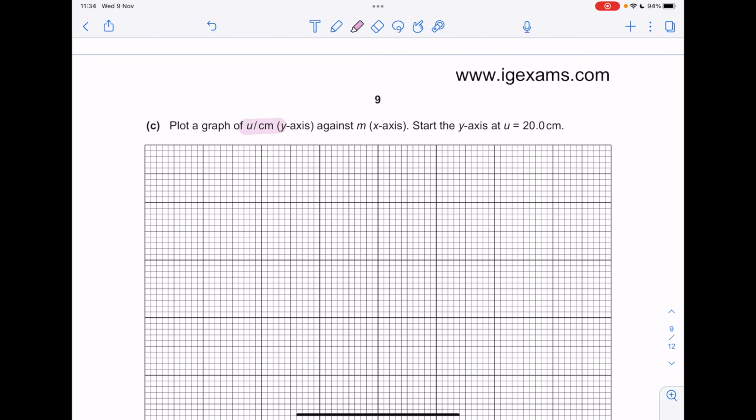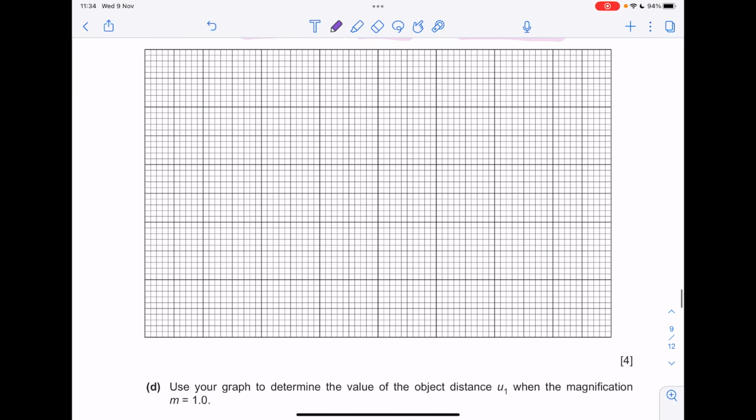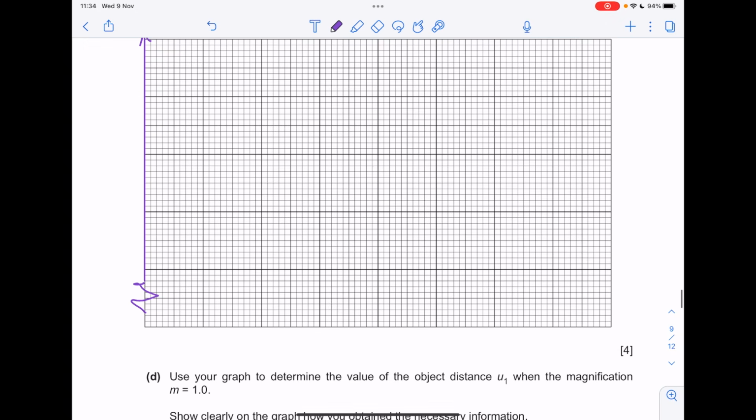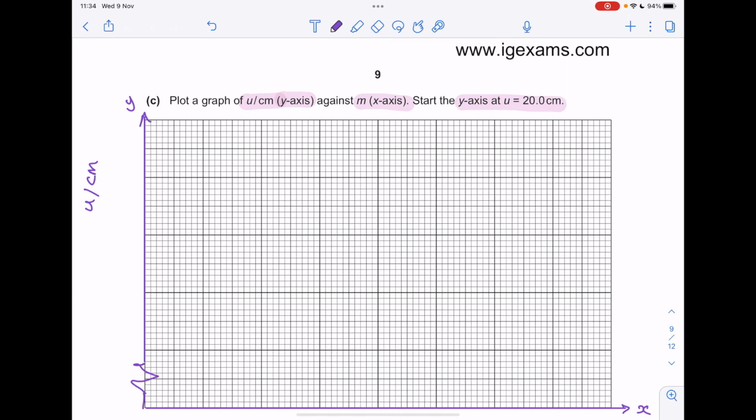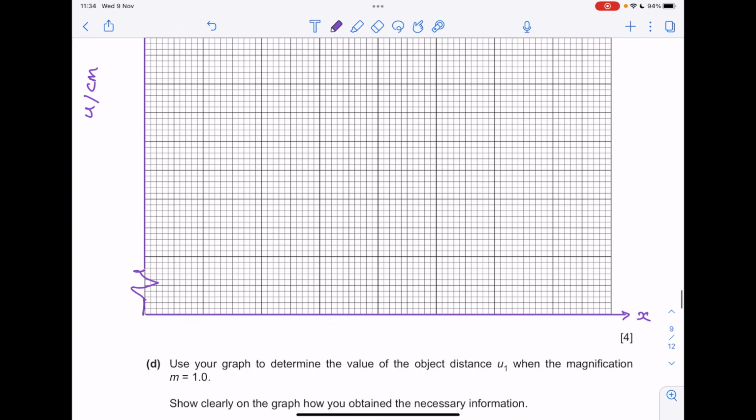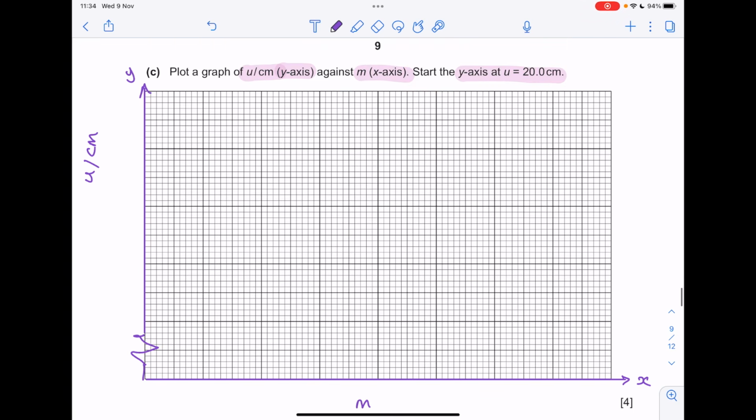Plot a graph of u with centimetre units on the y-axis against m on the x-axis. Show your y-axis starting at u is 20 centimetres. So remember, that means we do a squiggle to show that we've compressed that scale. Then we draw our y-axis, label y. Let's draw our x-axis. We know that y is u given in centimetres. M doesn't have a unit, it's magnification. And we've been told to start at 20.